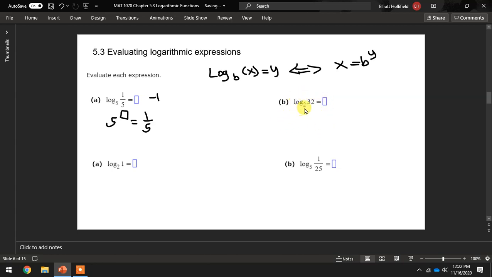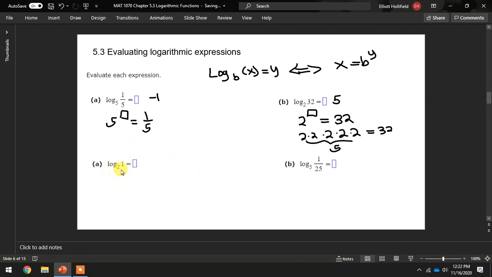Now for the second example, we have log base 2 of 32. So 2 raised to what number is equal to 32? Well, I know that 2 times 2 is equal to 4, times 2 is equal to 8, times 2 is equal to 16, times 2 is equal to 32. So how many 2's do we have here? 1, 2, 3, 4, 5. 5 times. So the answer here must be 5. 2 raised to the 5 power is equal to 32. So the log base 2 of 32 is equal to 5.